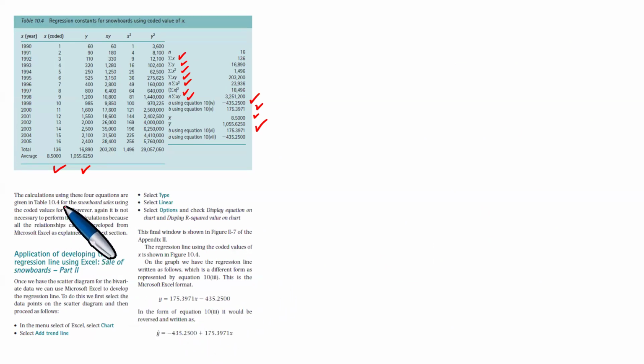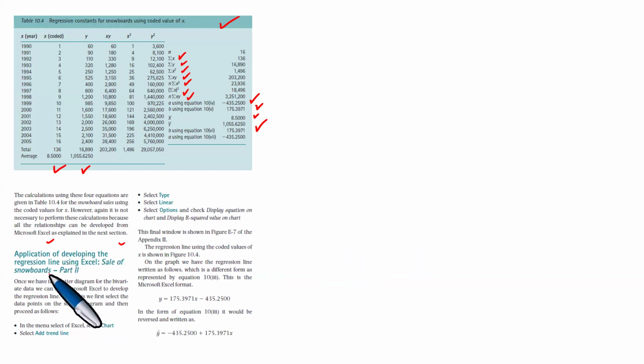but instead the calculator can do it. Now, the calculations using the 4 equations are given in Table 10.4, for the snowboard sales using the coded values of x. However, again, it is not necessary to perform the calculations because all the relationships can be developed from Microsoft Excel, as explained in the next section. There's no point doing lots of things by hand. It takes lots of time. You might not have the leisure of time, and therefore Excel is handy.